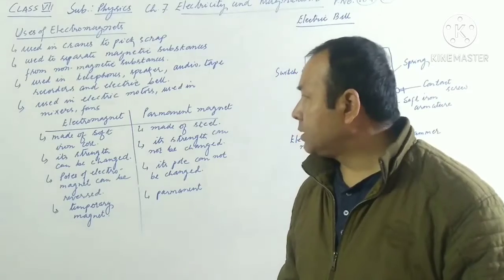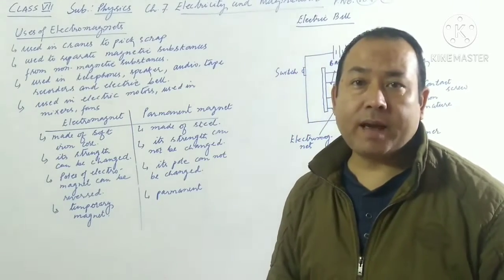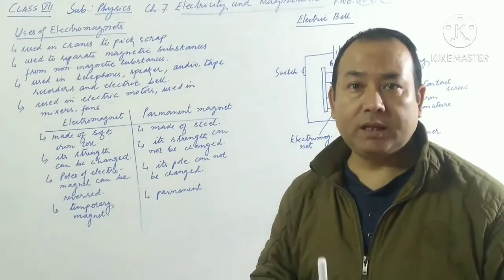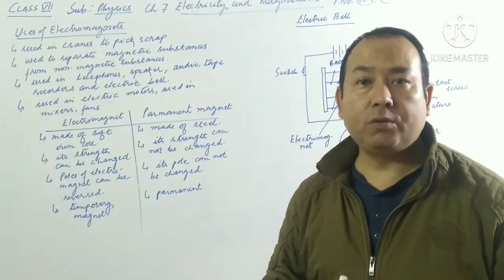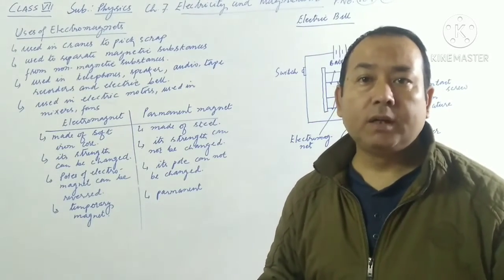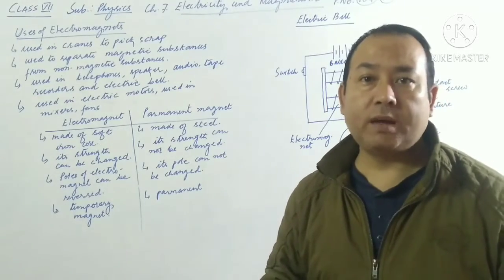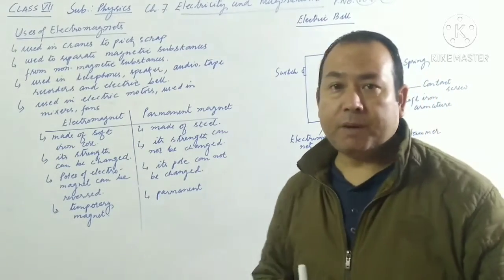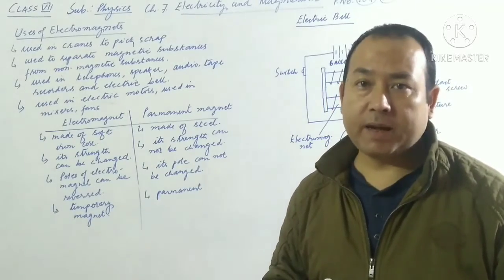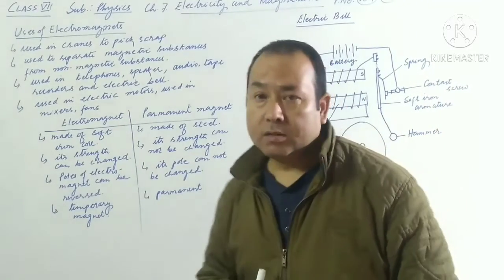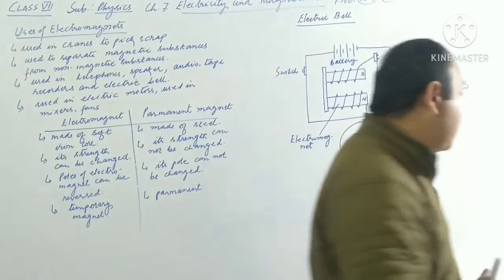Then an electromagnet is actually a temporary magnet. It retains its magnetism only as long as the electric current keeps flowing through it. As soon as we switch off and the current stops flowing, it loses its magnetism. But a permanent magnet always retains its magnetism. So this is the difference between the electromagnet and permanent magnet.